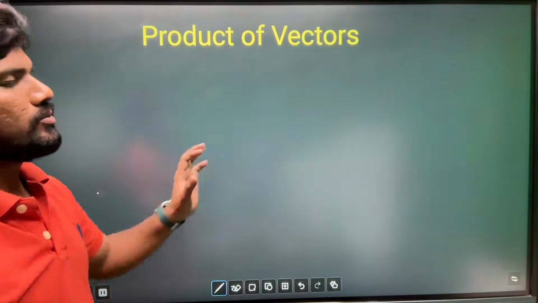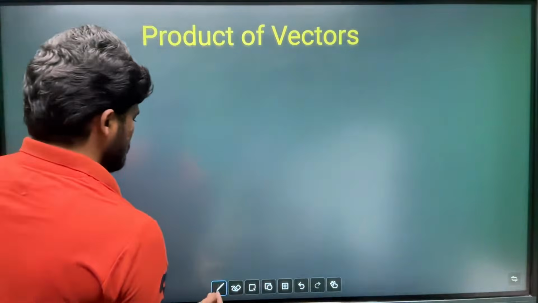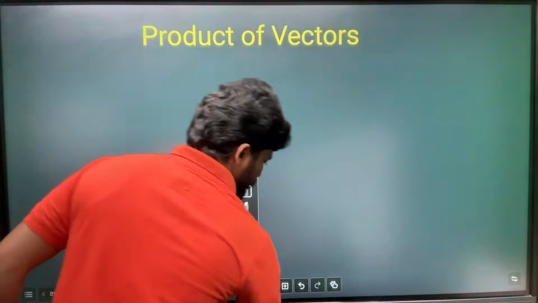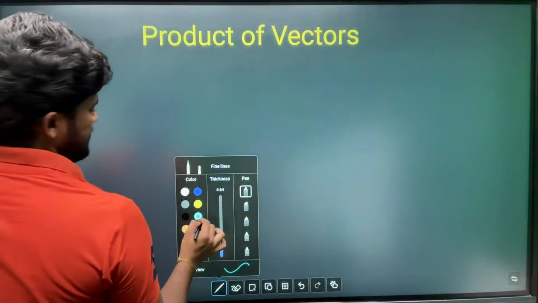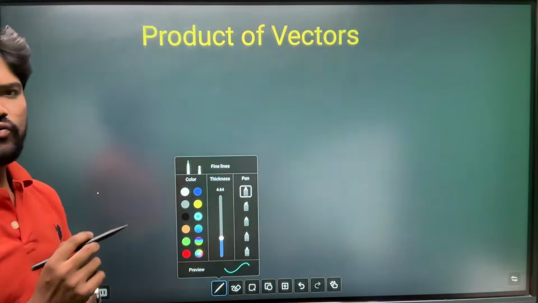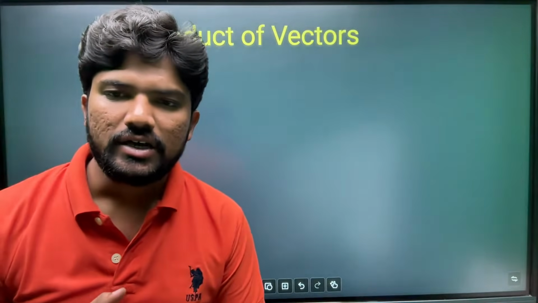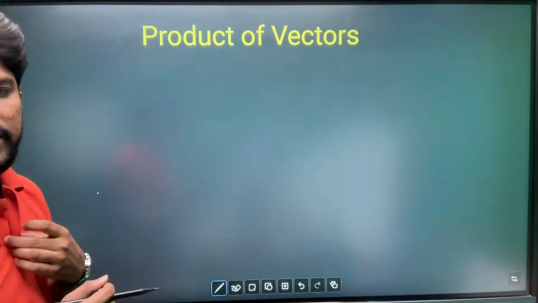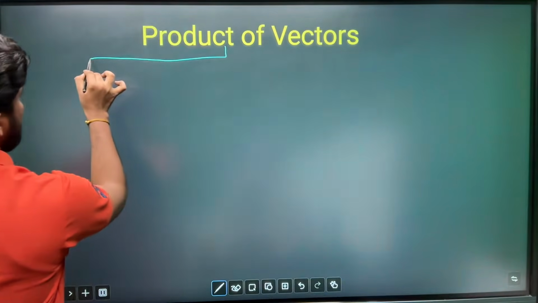See, product of vectors. So first of all, I am going to give you a brief introduction. In this chapter we are going to discuss, basically, we have 4 types of product of vectors. 4 types of product of vectors. Okay. So in product of vectors, basically we have 4 types.